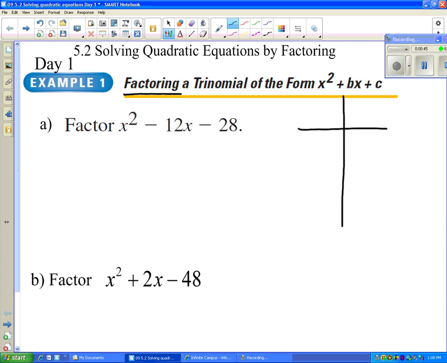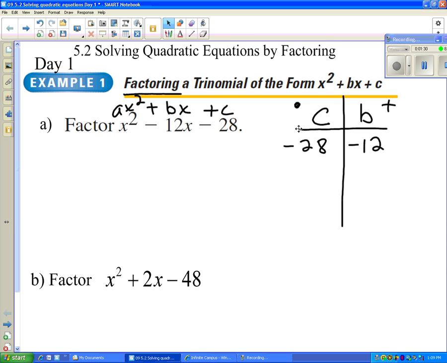When I use this little chart, I want to remember that this is in the form of ax squared plus bx plus c. And since it's in standard form and a is 1, I want to put my c here and my b here. Now, c is what multiplies. When I multiply, foiling, c is what things multiply to. b is what they add up to. In this, my c is negative 28, and my b is negative 12. And the question is, what multiplies to be negative 28 and adds to be negative 12?